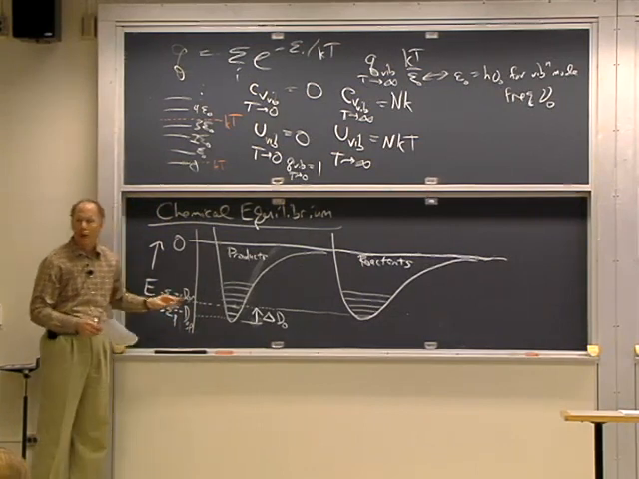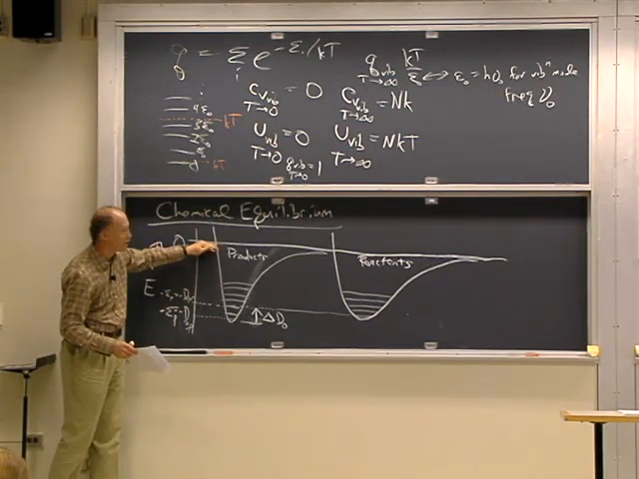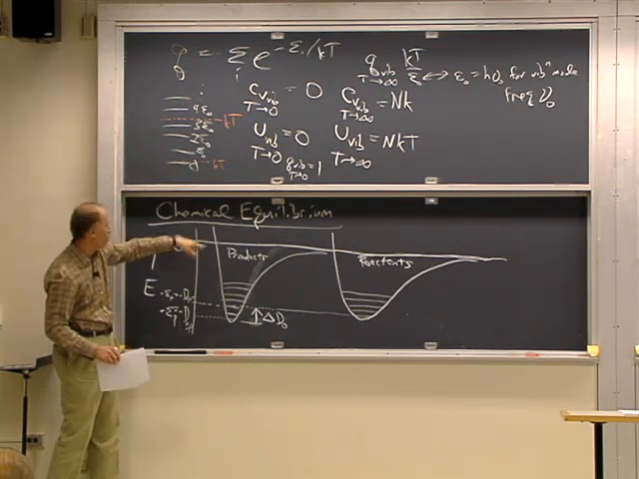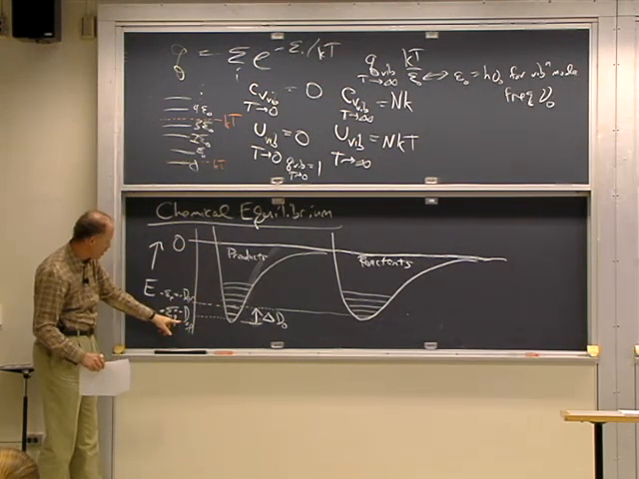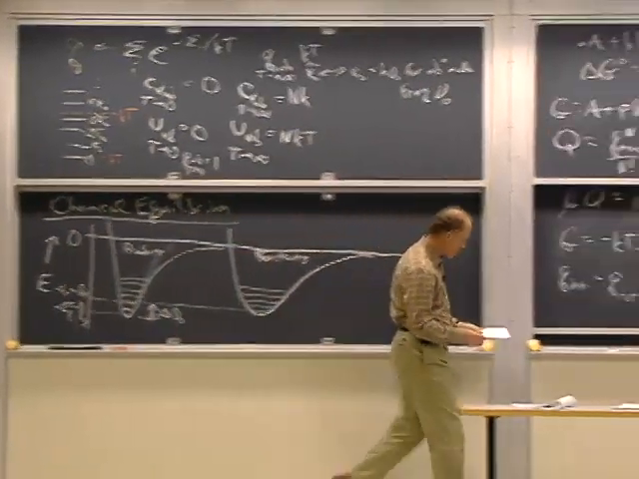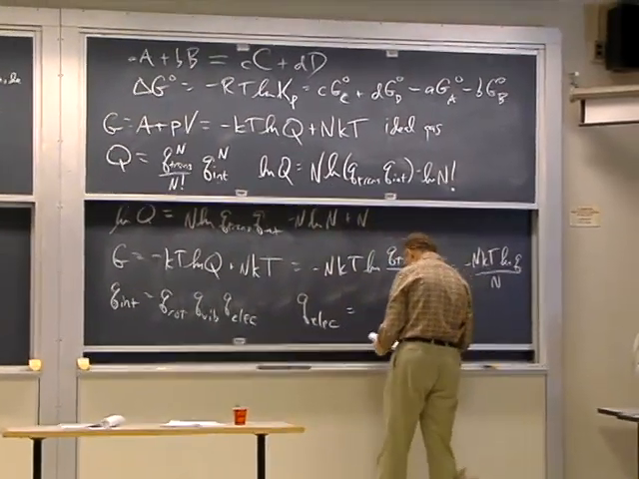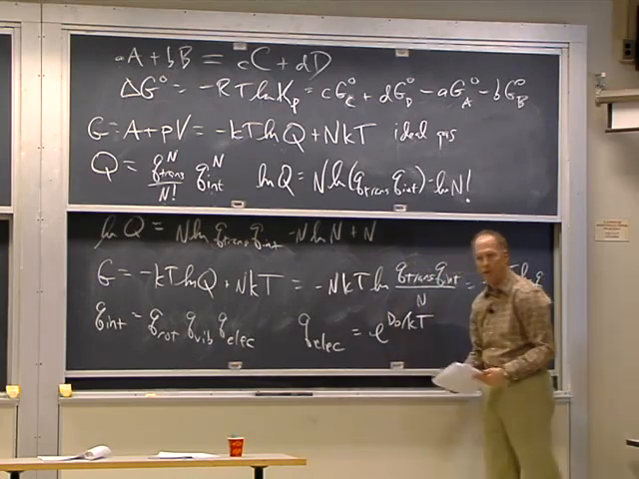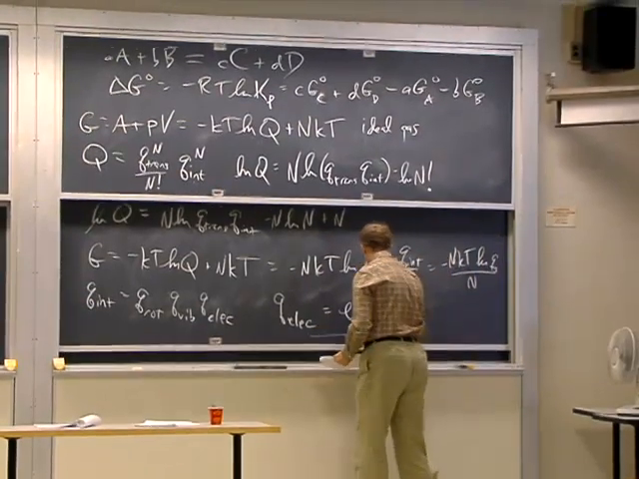Now, sometimes we would define that as the zero of energy, but since we're doing chemical equilibria, the zero of energy is up here, right? So that epsilon, that energy term, is this amount, right, the dissociation energy. This is minus the dissociation energy, so we're going to have a positive number there. So Q electronic is just e to the D0 over kT, right? So that's easy enough.